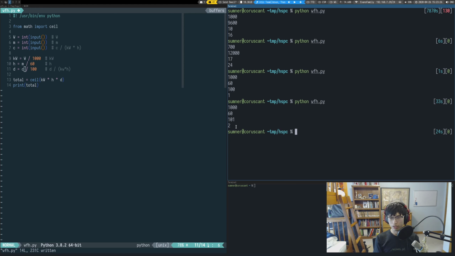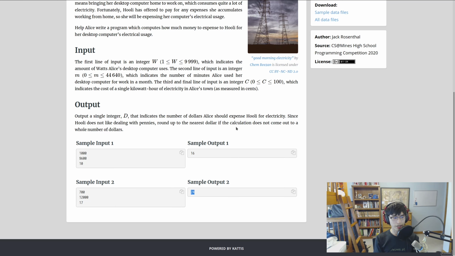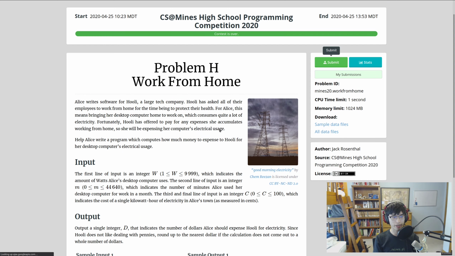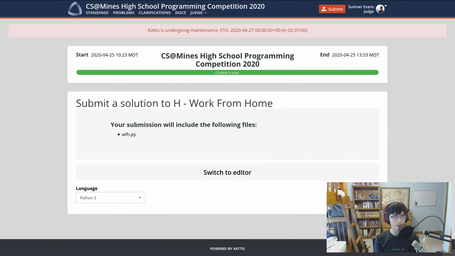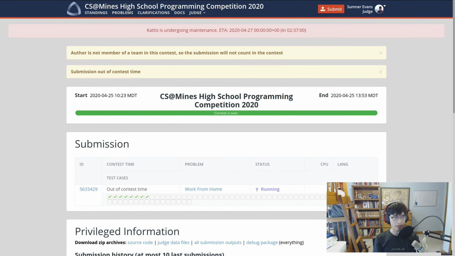At this point, I think we're pretty confident in the answer, and we can go ahead and submit this just to make sure that we did it right. And as you can see, it's running. So far, so good. In competition, you wouldn't be able to see which test cases are failing, but this is not in competition. This is after the competition, and we can see that, in fact, we got the correct answer.